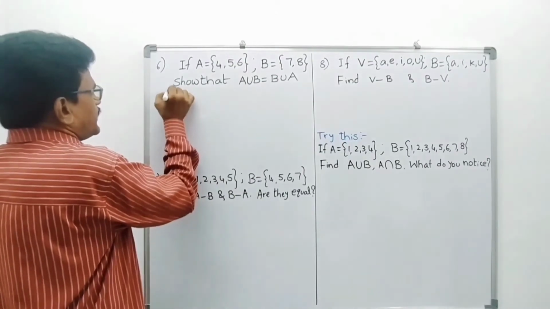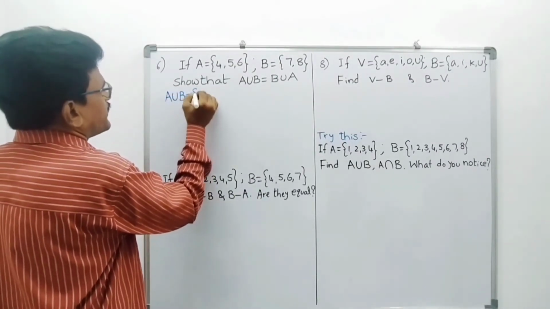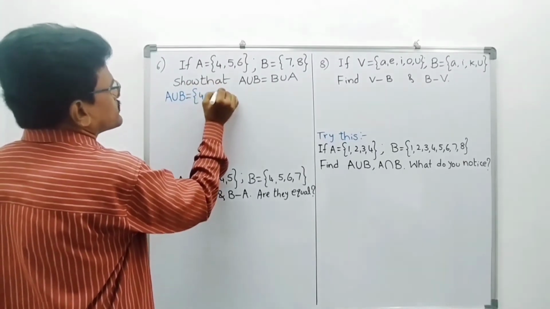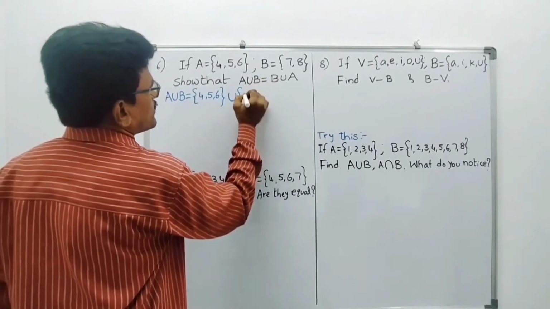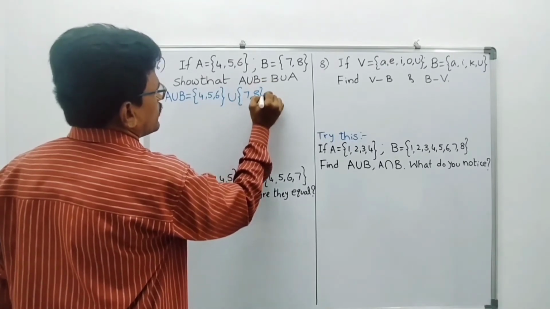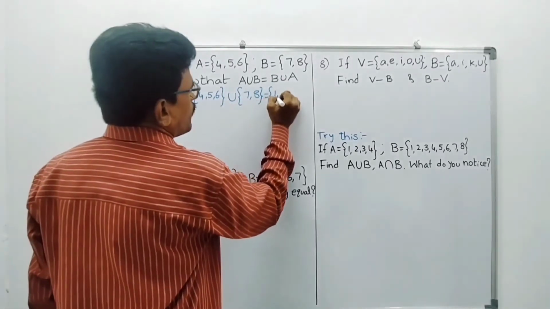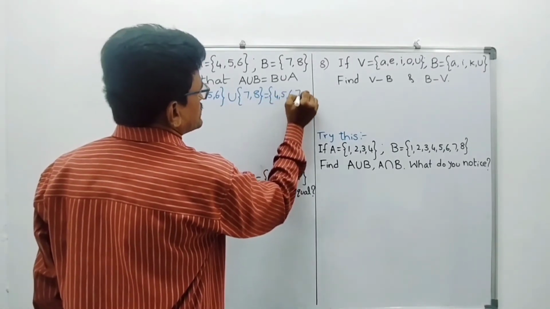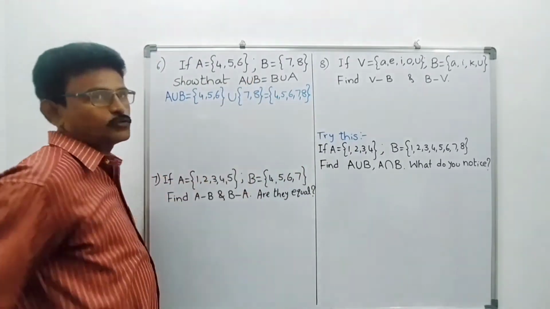What is A union B? Write the elements of set A first: 4, 5, 6. Now put the symbol union. Now elements of B: 7, 8. What is the result here? 4, 5, 6, 7, 8. These are the elements in set A union B.